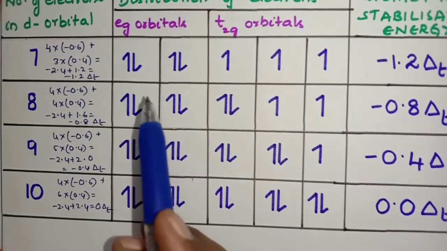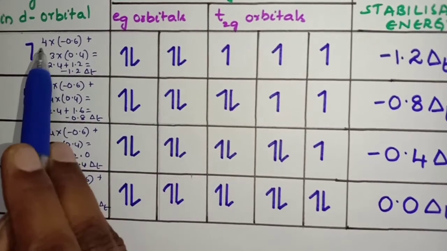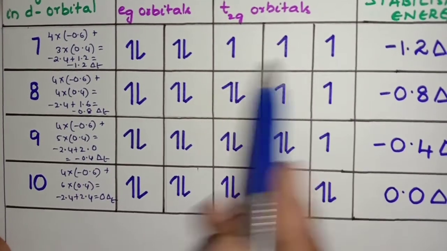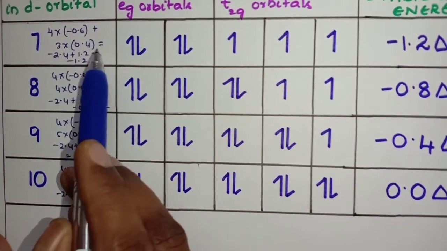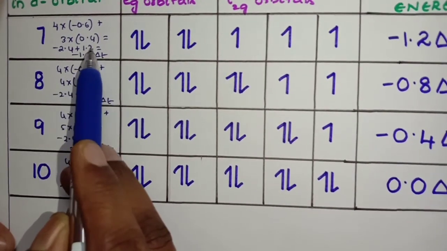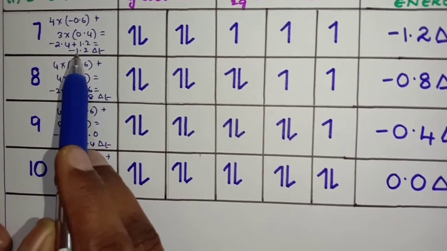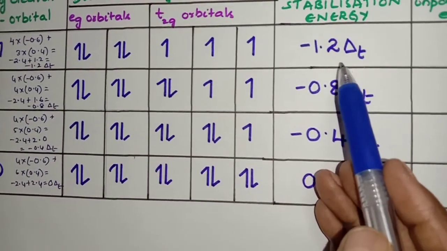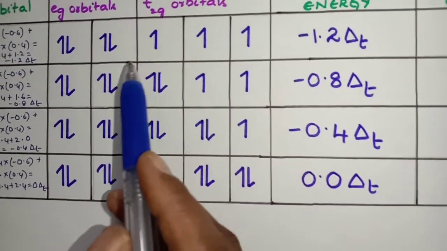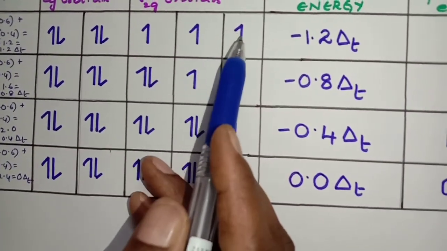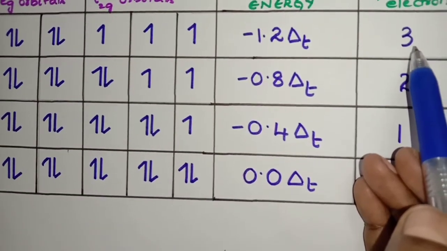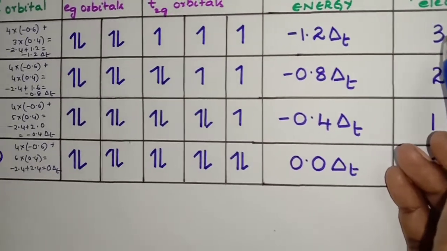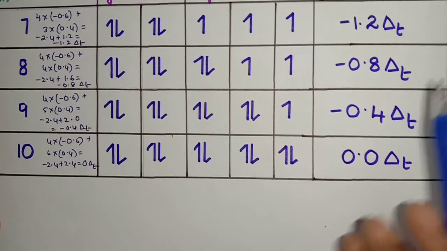Okay students, now how many electrons in EG? 4. So 4 into minus 0.6 plus how many electrons in T2G? 1, 2, 3. So 3 into 0.4 is equal to minus 2.4 plus 1.2 is equal to minus 1.2 delta T units. So the same I have written here. Next count the number of unpaired electrons. 1, 2 and 3. So I have written here 3 unpaired electrons when the number of electrons in d orbital is 7.